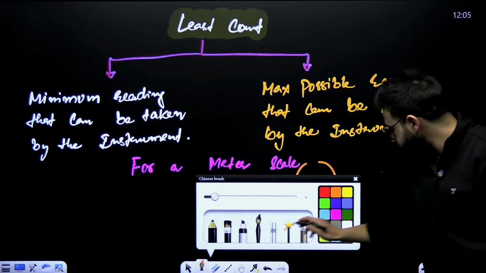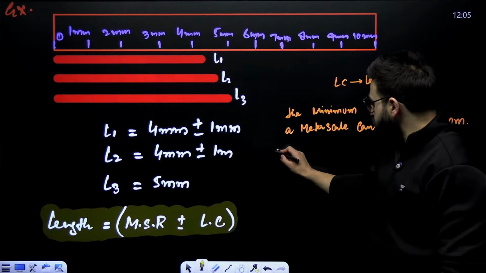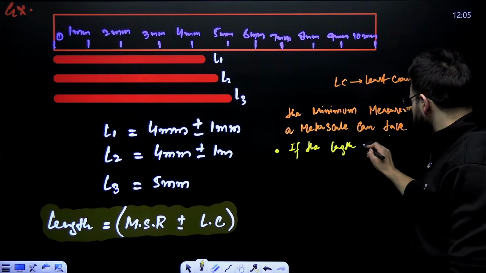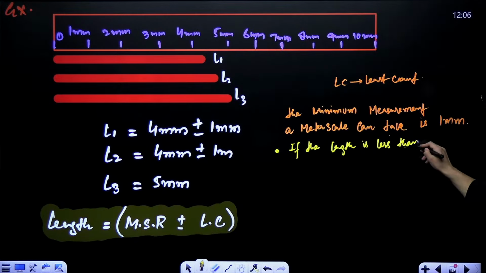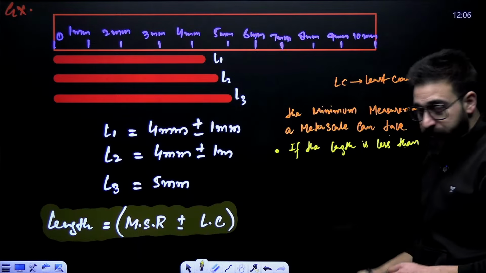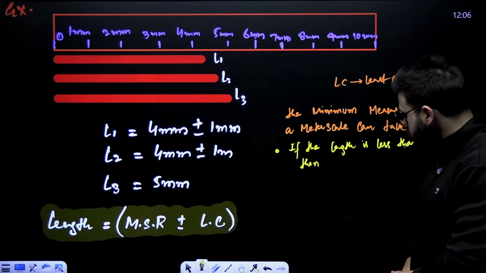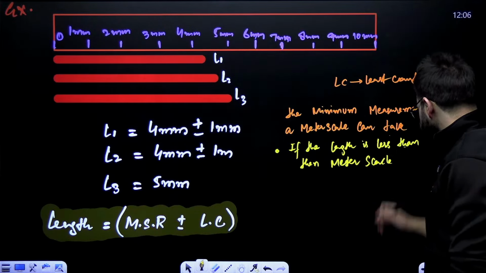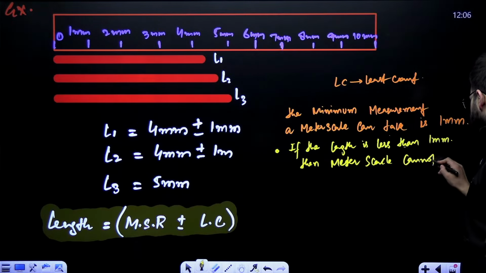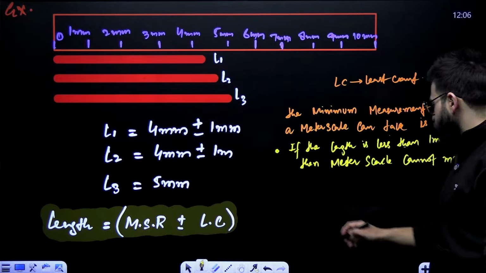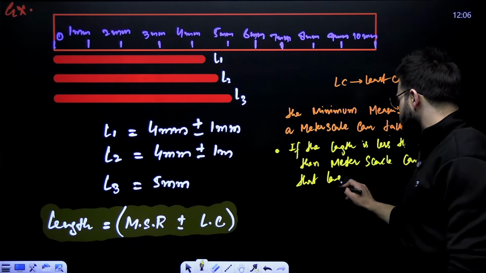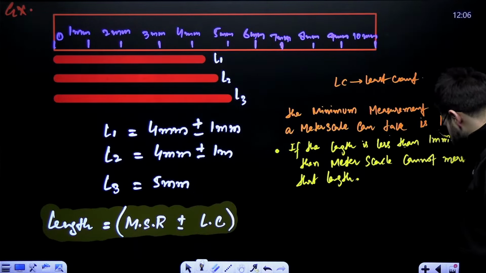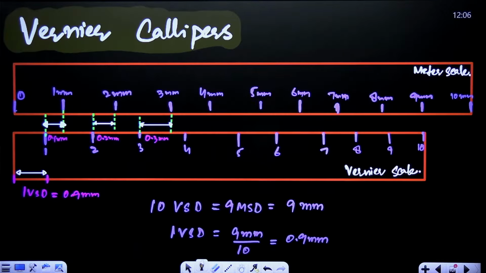Okay. So I will mention one more point over here. If the length is less than 1 mm, then the meter scale cannot measure that length. Keep that thing in your mind. Meter scale cannot measure that length.